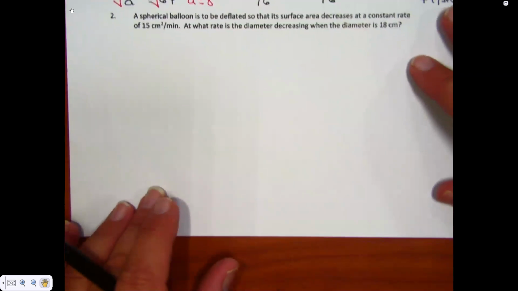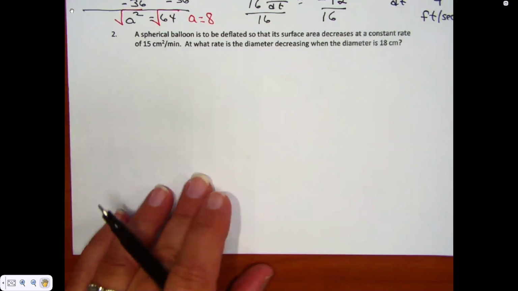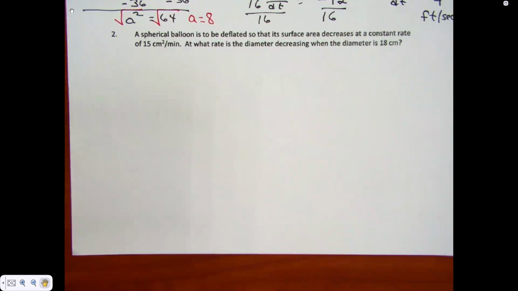Let's do at least a few more. All right. A spherical balloon is to be deflated so that its surface area decreases at a constant rate of 15 square centimeters per minute. At what rate is the diameter decreasing when the diameter is 18?